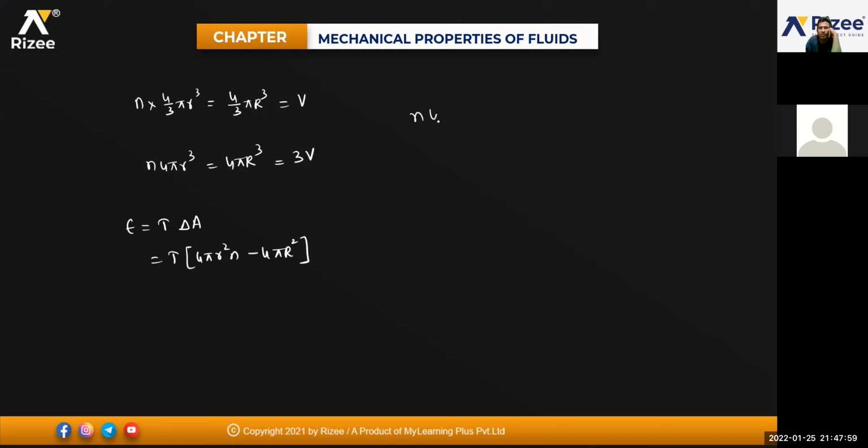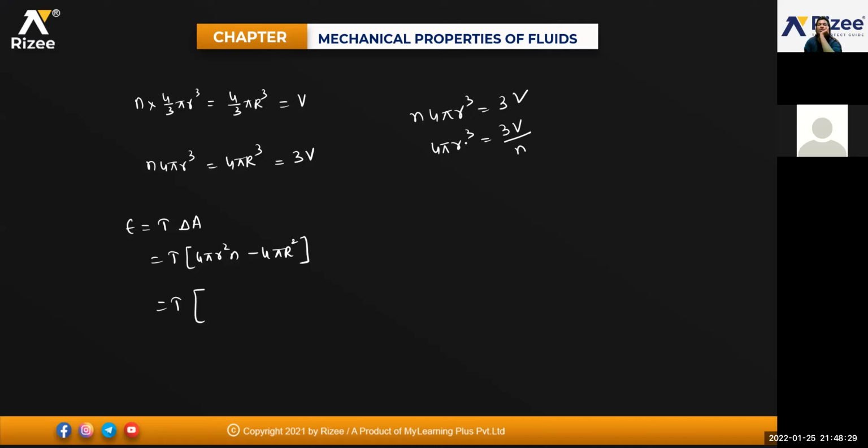See here, n into 4π r³ is equal to 3V. That means 4π r³ can be written as 3V divided by n. How many droplets is it telling, beta? N number of droplets only, no? So n number of droplets means I can write that relation. Understand?